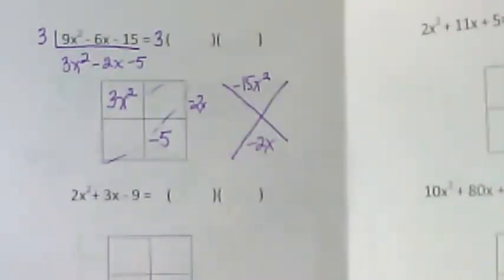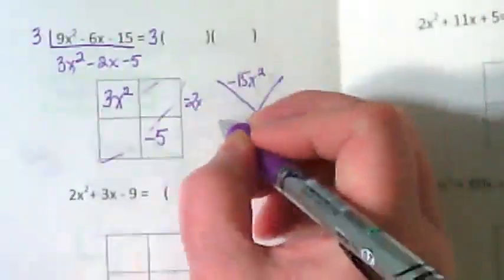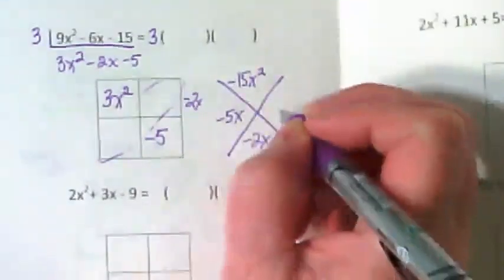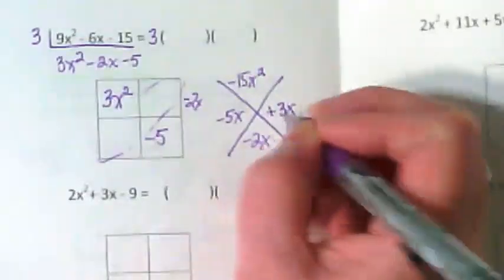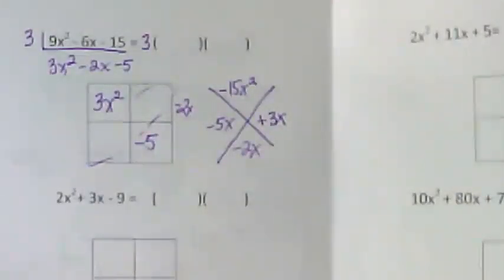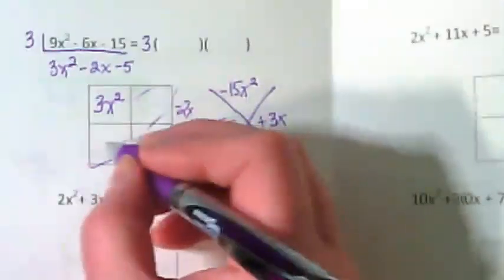There are not a lot of things we can multiply to get 15, are there? It has four factors, 1 and 15, 3 and 5. What do you think is going to get us added to the negative 2x? Negative 5x and positive 3x. I'm going to put those into my box.